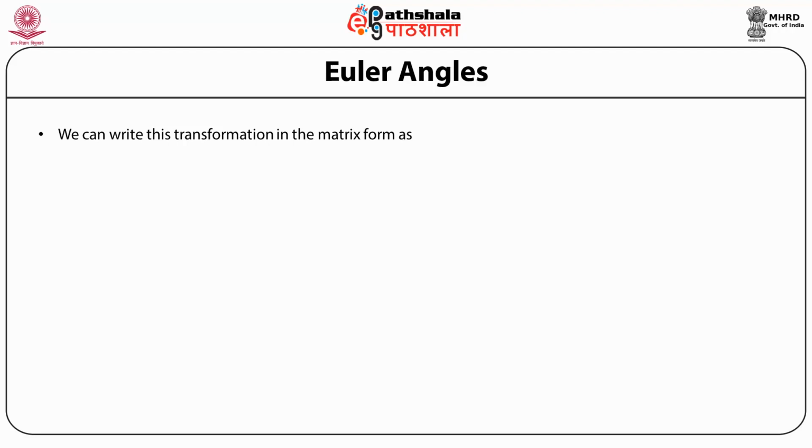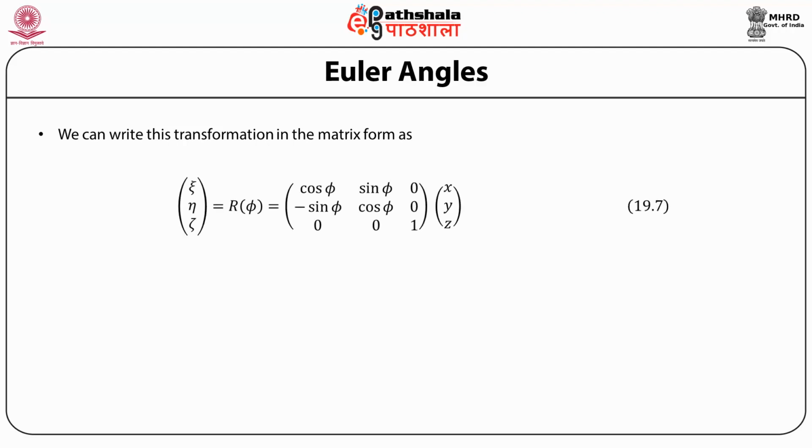of a matrix. Xi, eta, zeta is equal to a 3 by 3 matrix with the entries cosine phi, sin phi, 0, minus sin phi, cosine phi, 0, 0, 0, 1 acting on the coordinates x, y and z.